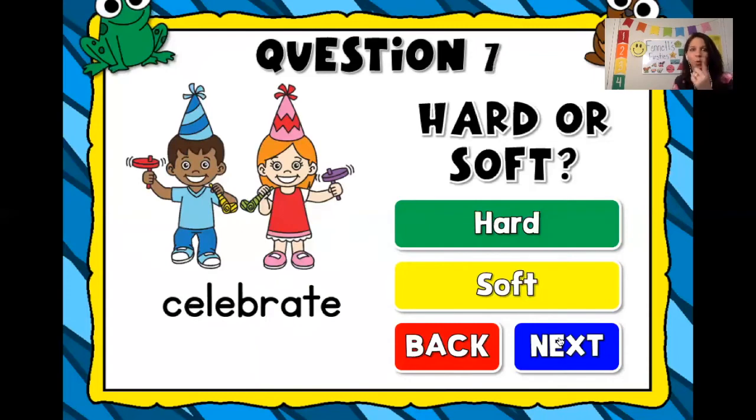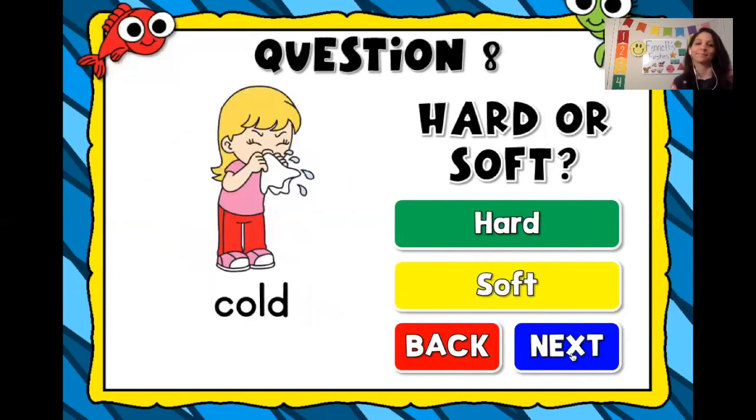Okay. What word is this? First of all, is the C a K or a S? It's a S because there's an E behind it. Celebrate. Celebrate. Let's do one more. Cold. Hard or soft? Hard. I know for two reasons. I looked at the picture, I could see she has a cold, so I know that word says cold. But I also know it's hard because there's an O behind the C, so that makes it say k, k.